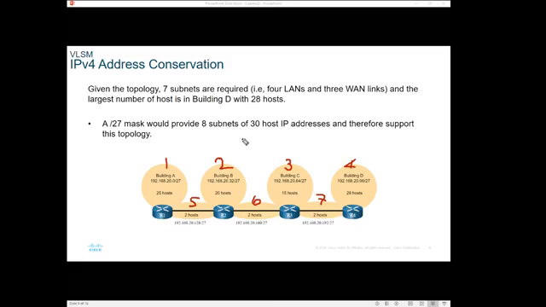So here's an example. Each of these networks has different requirements for the number of hosts, but if you look at all of them, the lowest is 2 hosts. Those are the WAN links. You just need 1 IP address on this end, another one here, for each of these WAN links. But for the LANs, the highest will be 28 hosts. So you need to start when you're creating your subnets.